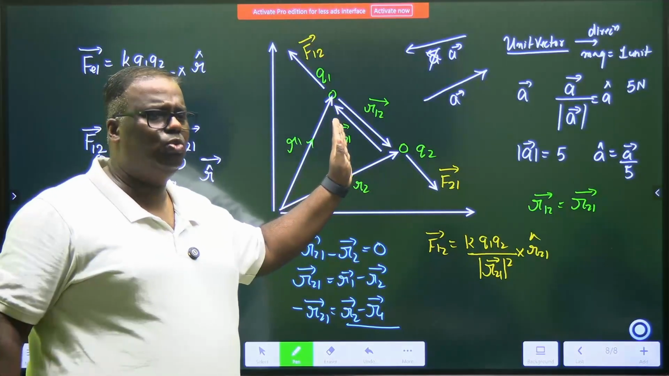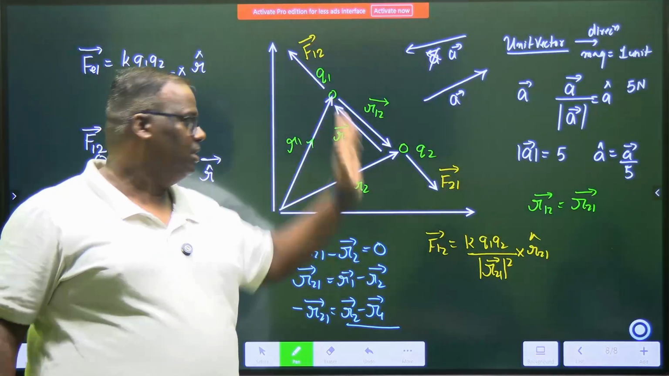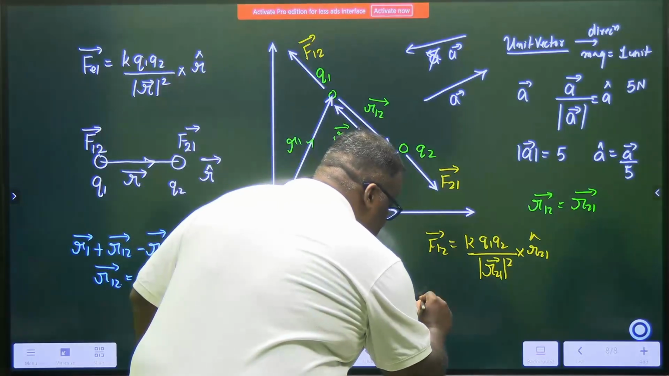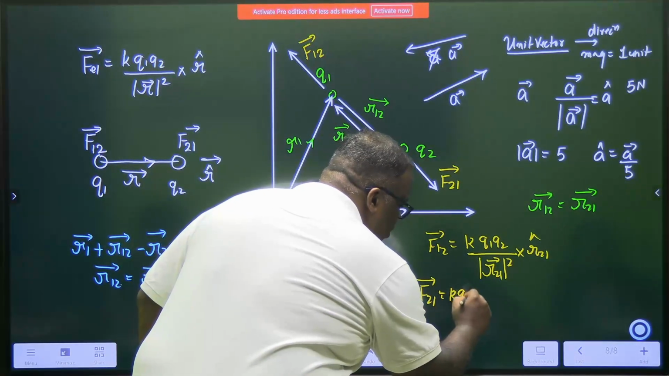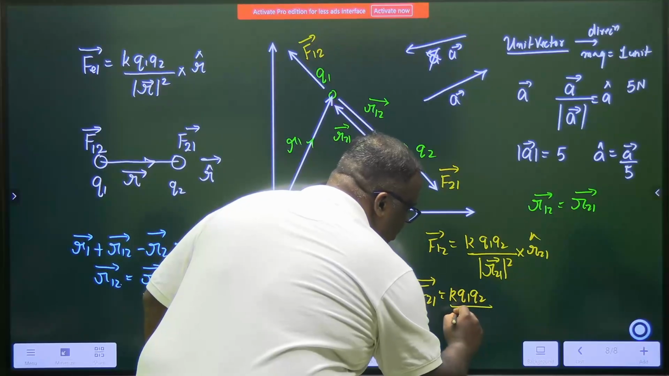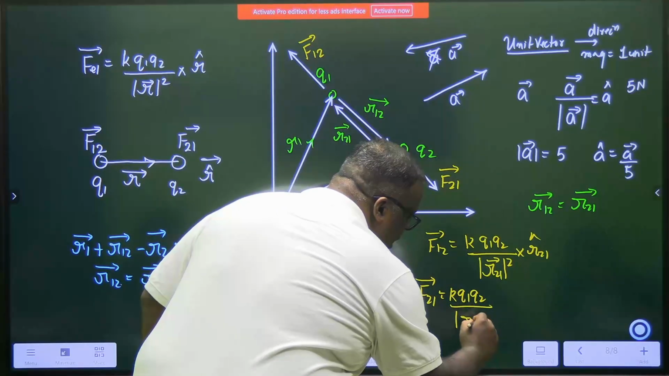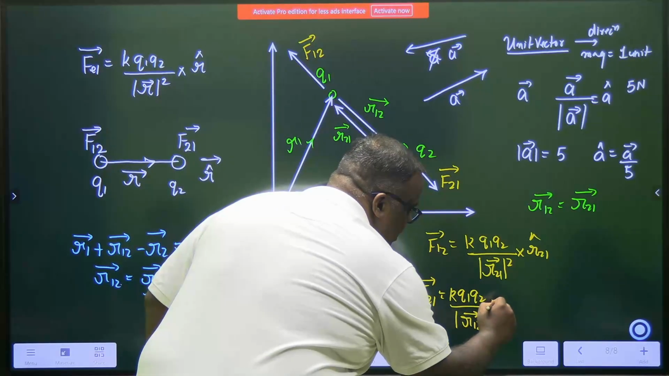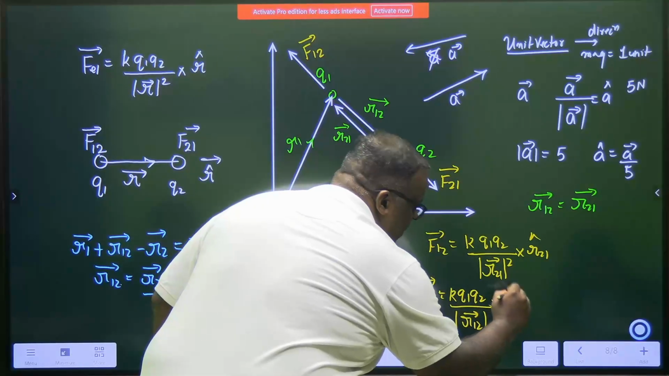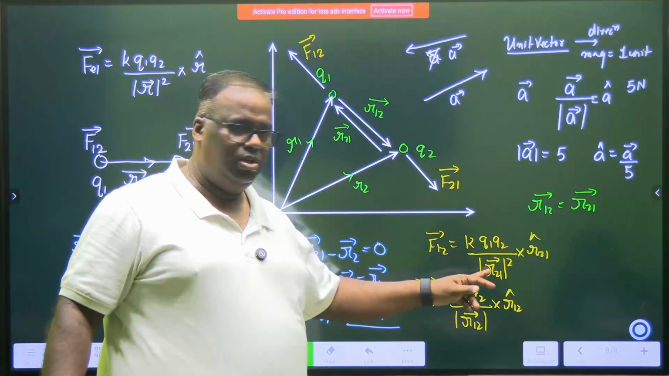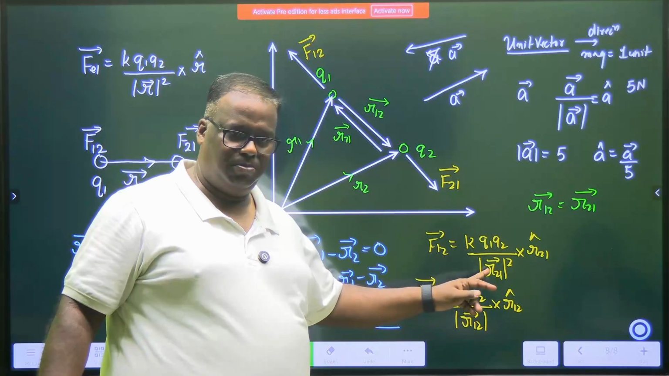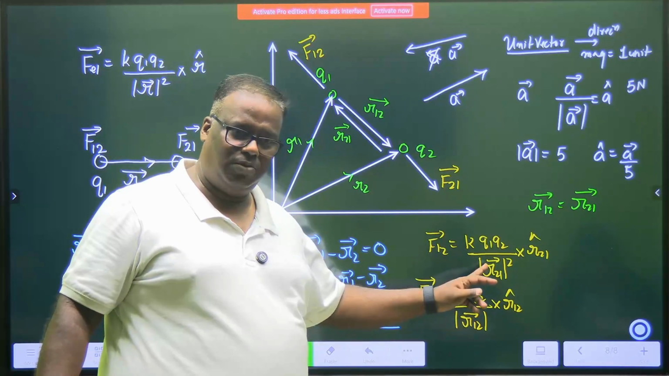R21's direction is shown by what? R21 cap. And similarly, if you see F21 as a force, it would be K Q1 Q2 upon the square of the magnitude; F21 will act along the r12 vector, right? And it will be r12 cap. Agreed? These are magnitudes, their values are same.